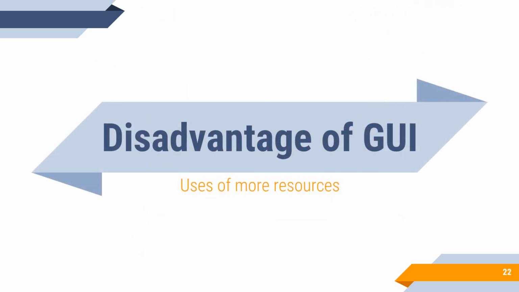Compared to the CUI interface, the GUI requires more system resources. What is the system resource? CPU, memory, input-output devices. That is the disadvantage of GUI.